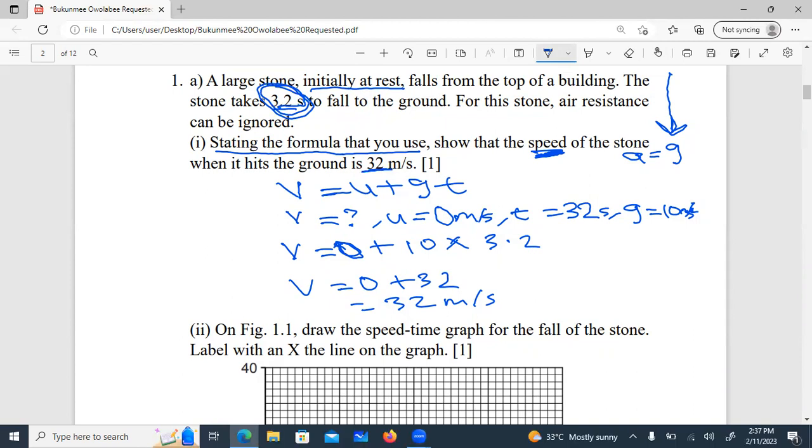So we are going to plot our graph such that it will take 3.2 seconds for the stone to attain a speed of 32 meters per second. It's clear, right? Good. Let me remove all of this so that we can focus on what we are working on. Okay, so let's get back to it.